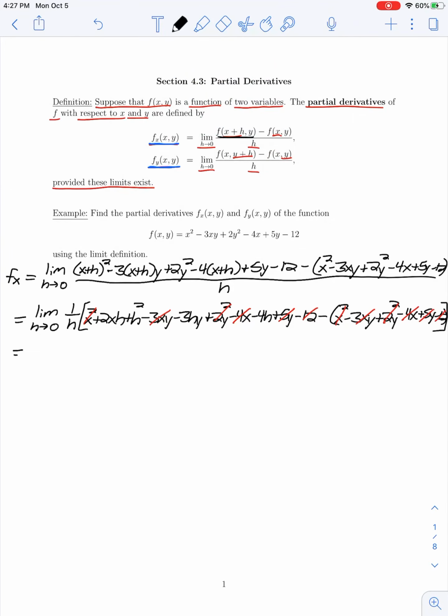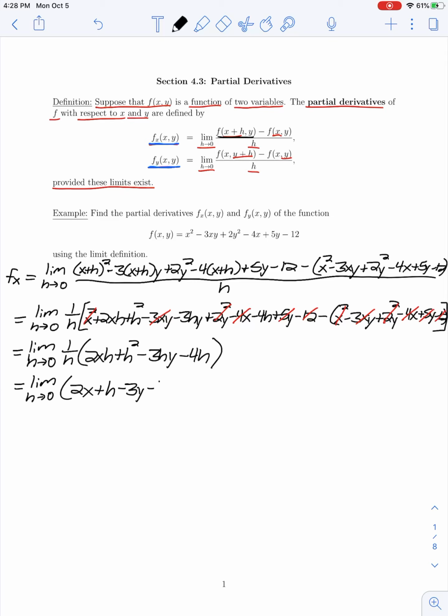So altogether we're left with the limit as h approaches 0 of 1 over h times 2xh plus h squared minus 3hy minus 4h. So dividing this expression through by h, we are left with the limit as h approaches 0 of 2x plus h minus 3y minus 4.